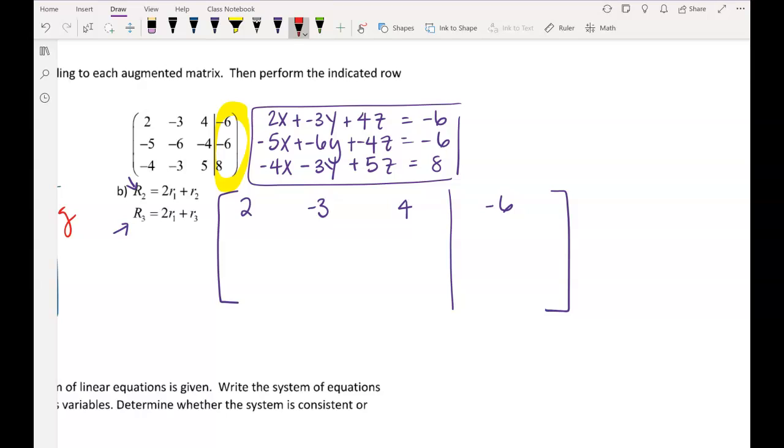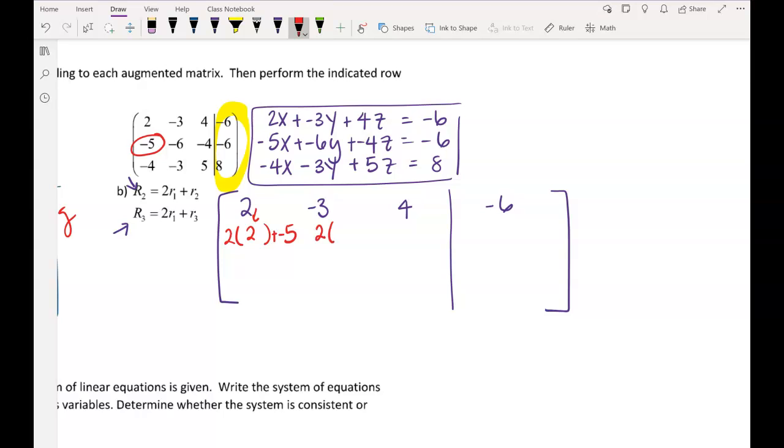Row 2 says take 2 times the value from row 1, which is also 2, and add the value from row 2. So that's now add negative 5. Whoops, can you see that negative or no? Add negative 5, okay? Then same thing with the column number 2.